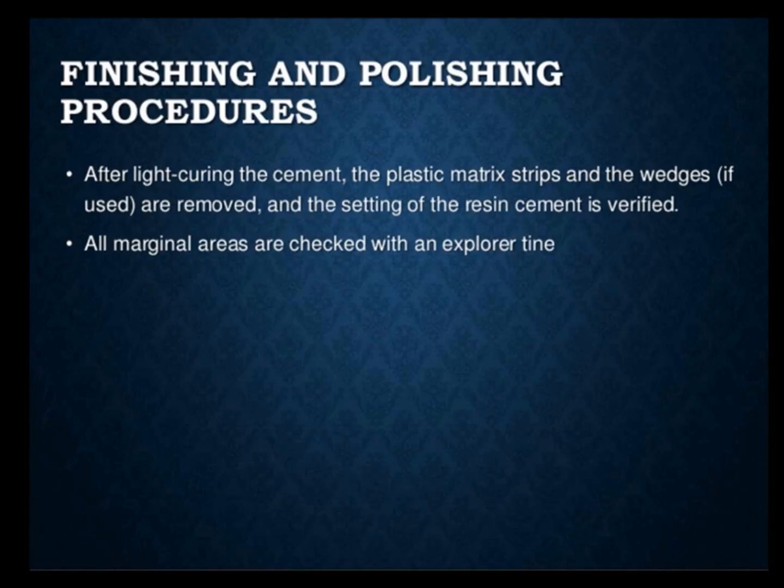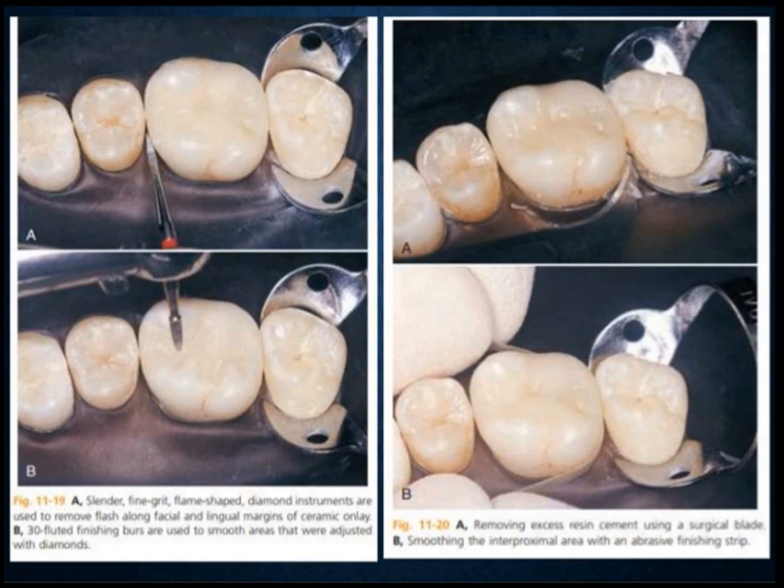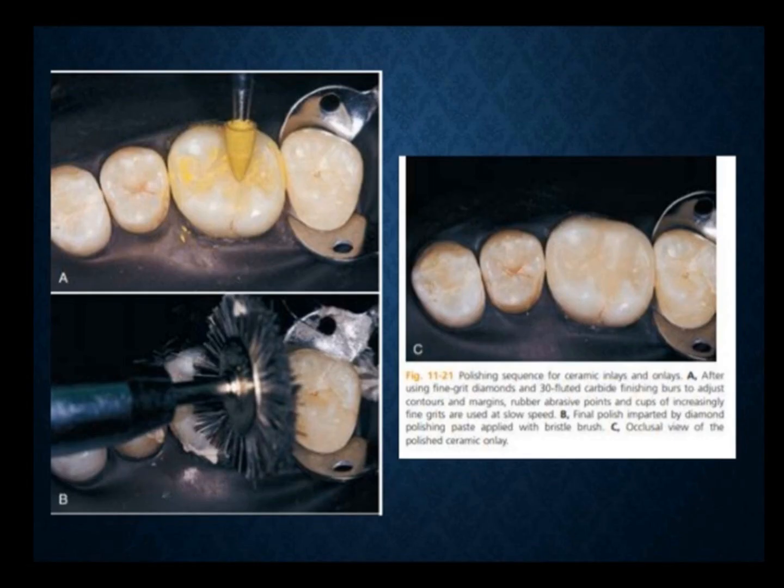Finishing and polishing procedures. After light curing the cement, the plastic matrix strips and the wedges, if used, are removed, and the seating of the resin cement is verified. All margin areas are checked with a probe.